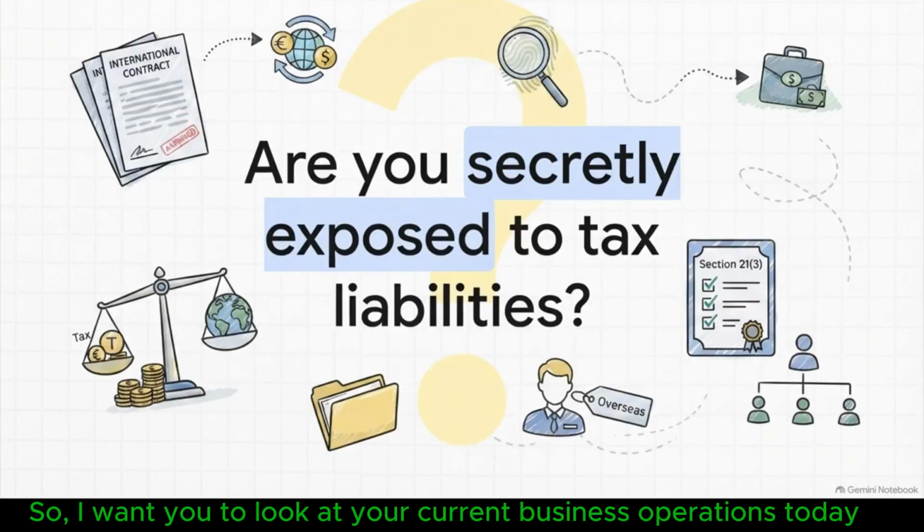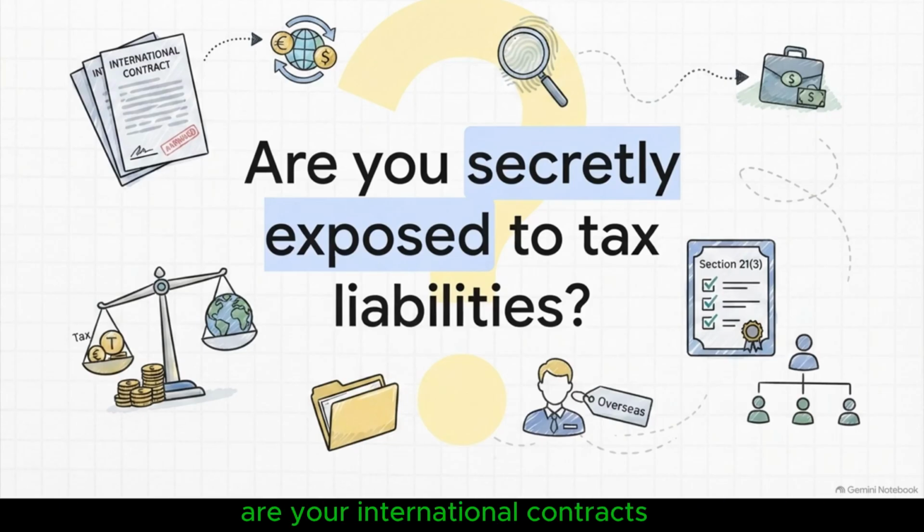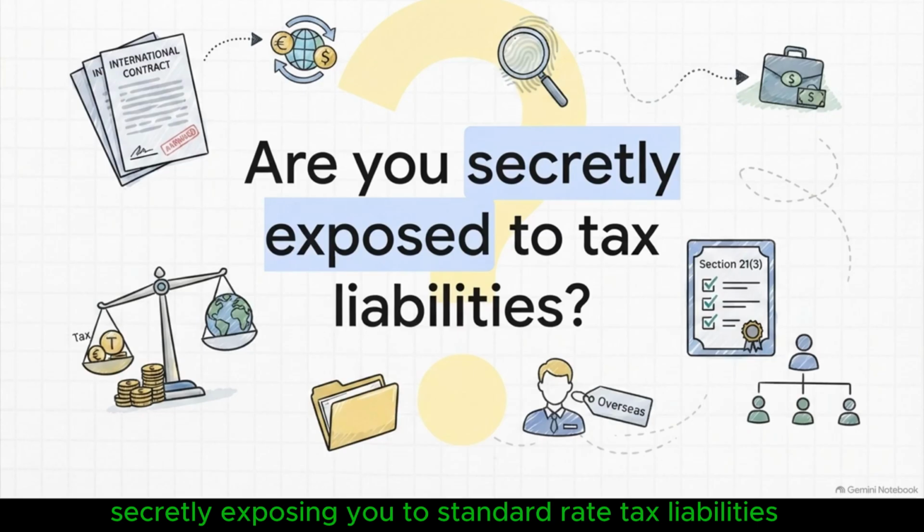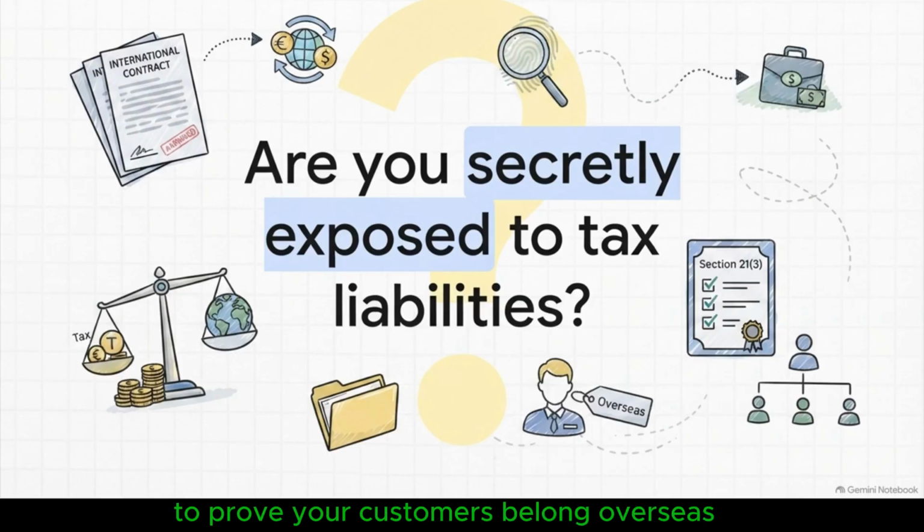So, I want you to look at your current business operations today and ask yourself honestly, are your international contracts secretly exposing you to standard rate tax liabilities right now? Do you actually have the hard documentation to prove your customers belong overseas? It is absolutely time to check your beneficiaries and review your Section 21(3) compliance immediately.